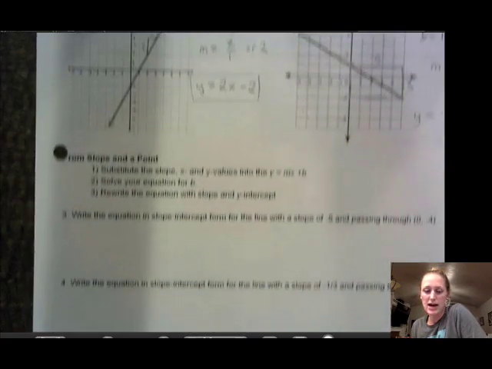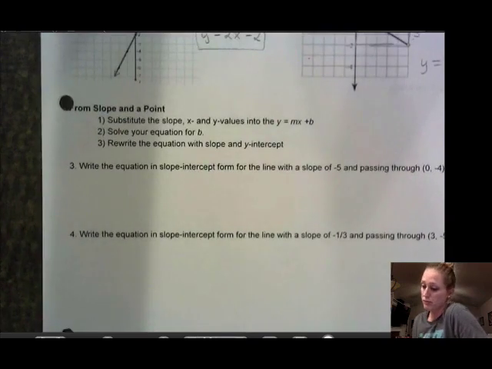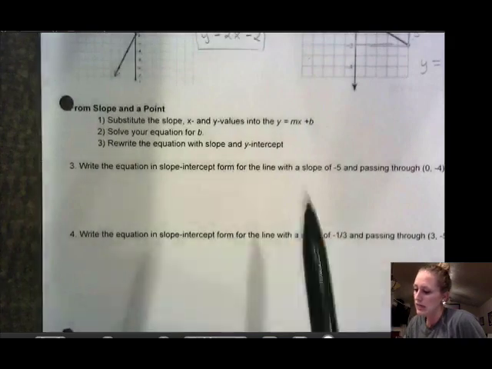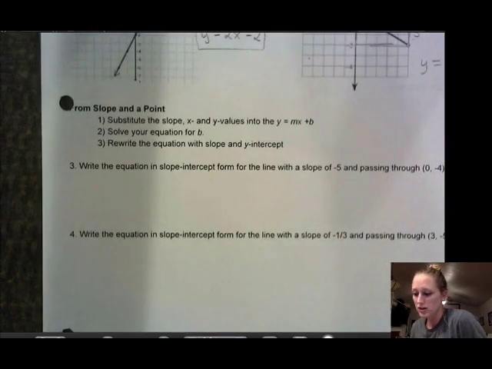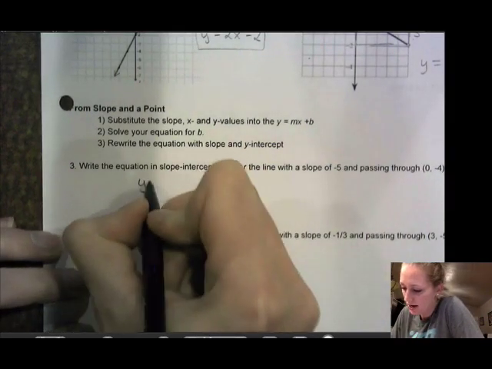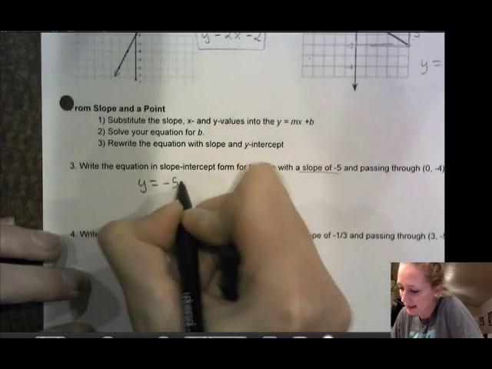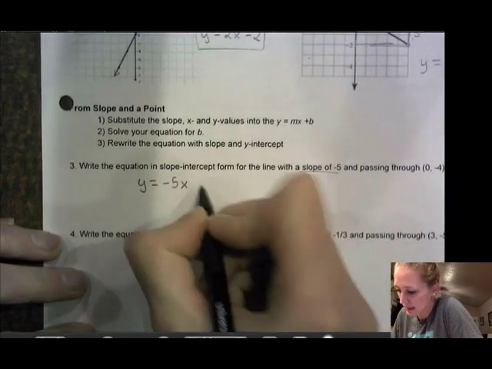Now we're going to look at how do I write the equation if we are given a point and slope. Okay? So we are going to substitute the slope, the x and y values into our equation to figure out the y-intercept. Rewrite the equation with the slope and y-intercept. Okay, so in this case we know m, but we don't know b. And we need both parts to be able to write our equation. Okay, so right now here's what I have. I have y equals mx plus b, so slope of -5, so y equals -5x plus b.